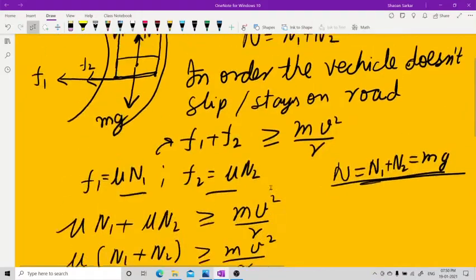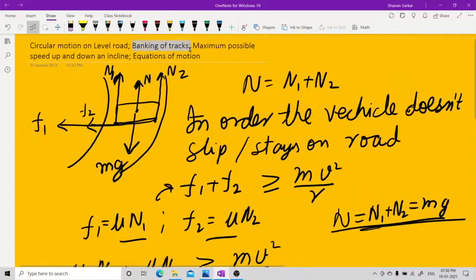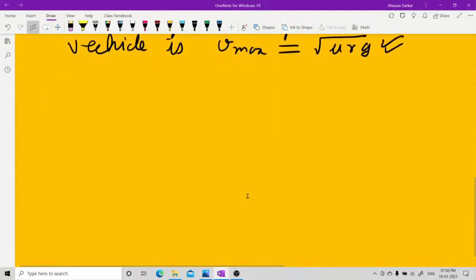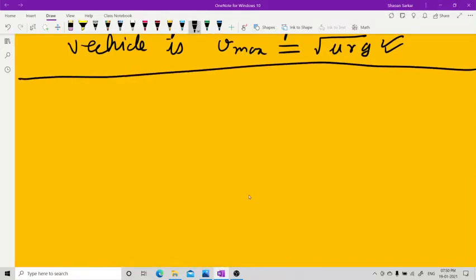Now we will see the next topic, which is banking of tracks. Now you people must have seen in certain places, when you go to some hilly area or even in the plains, wherever there is a turn in the track, some part of it is lifted in this sense, somewhat like this. So this is called banking. The angle by which this road has been lifted up is what we need to find. This is what is called banking of tracks.